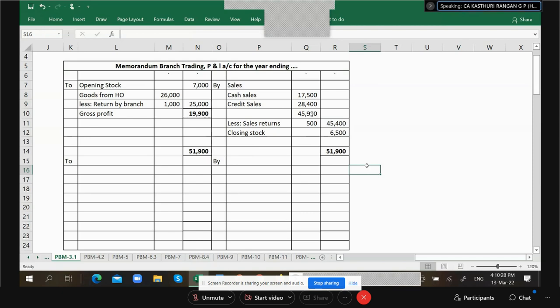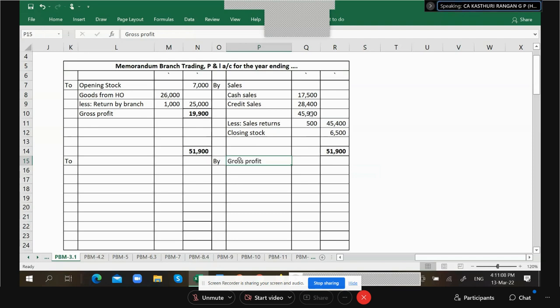So preparing memorandum branch trading P&L is very, very simple. How you normally prepare a trading P&L, prepare it for the particular branch. That will be memorandum branch trading P&L. Now, why is it called memorandum account? It's called memorandum account because it is not prepared based on any ledger accounts. HO does not maintain any accounts at all. From the branch, they got the detail, and based on that, they are preparing the trading P&L. That is why it is known as memorandum trading P&L. But this will be with respect to the branch only.